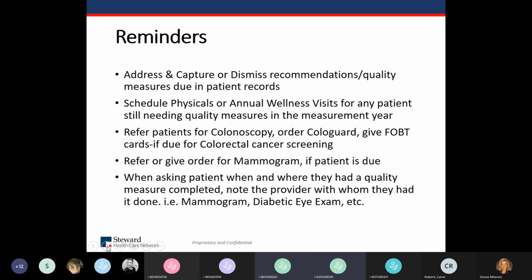And it just allows us to possibly avoid an extra phone call looking for that information.